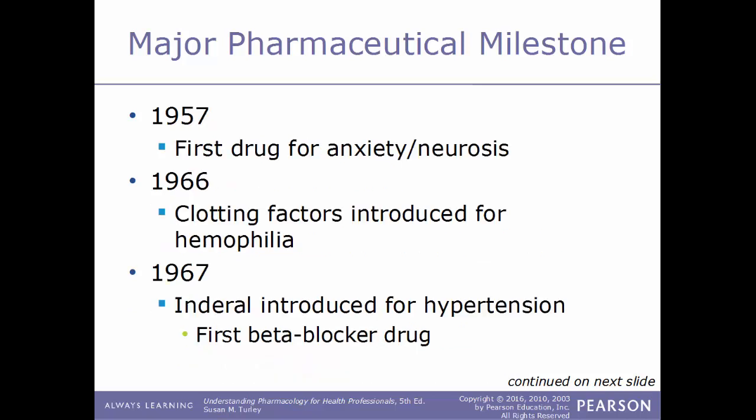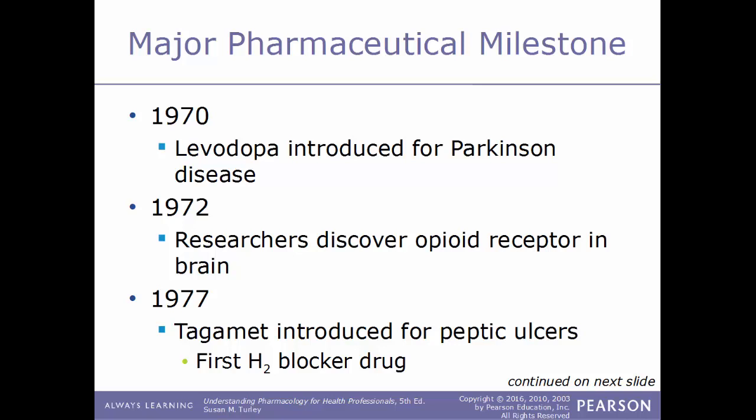1957, first drugs for anxiety and neuroses. 1966, clotting factors were introduced for hemophilia. 1967, Inderal is introduced for hypertension, which is the first beta blocker drug. 1970, levodopa is introduced for Parkinson's disease. 1972, researchers discovered the opioid receptor in the brain. In 1977, Tagamet is first introduced, and this helps to treat peptic ulcers. This is the first H2 blocker drug.